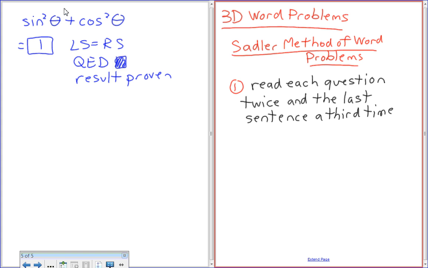Read the question all the way through. The reason I want you to read the last sentence a third time is that math teachers are lazy on the whole, and the last sentence will tell you what you're actually looking for. Like, I'll never say, how far is Spider-Man from Venom? Venom is 20 kilometers west and 13 degrees north. I won't give you all the information at the end, right? That's generally how it goes.